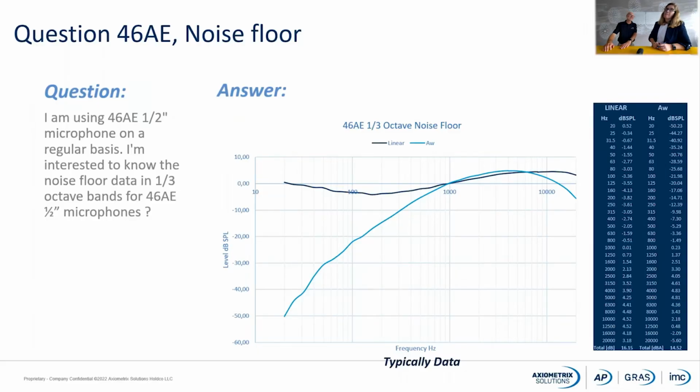It is actually available. The data are available on our website for the different microphones. So it is available for all our microphones, and also in 1/3 octave bands. If you would like to have the data in table format, then you have to contact us and we will send it out to you. The table is not available from our website, but of course we have the data.